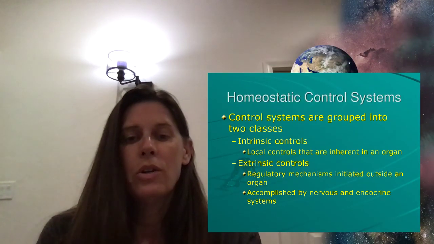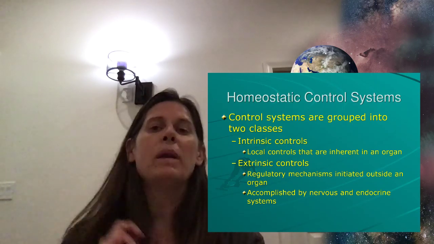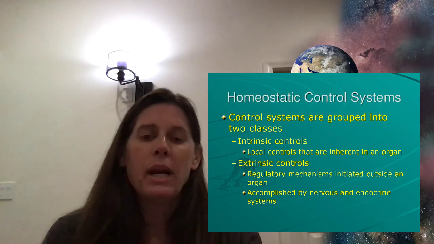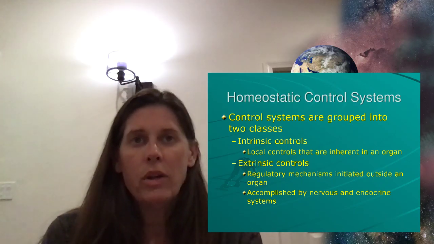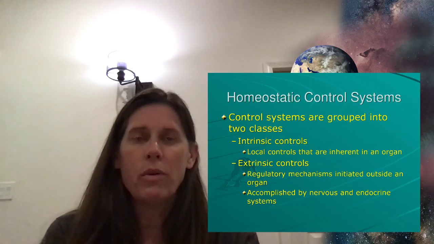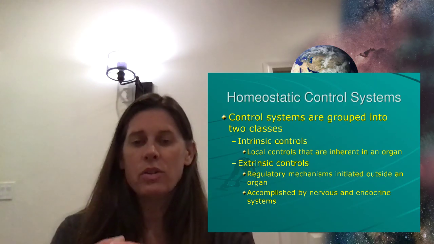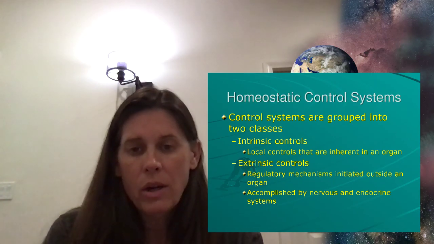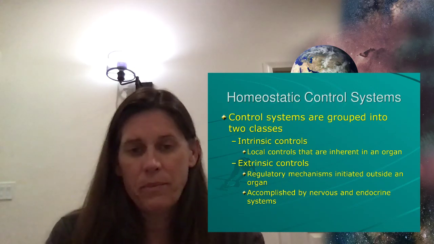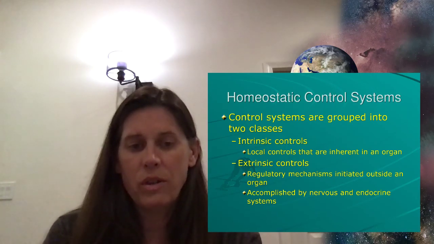Okay. So we're going to get into that. The last slide said it's maintained by negative feedback, so I'm going to get into more detail in just a minute. But I also want you to understand that when an organ system or an organ is starting to go out of homeostasis, it can either have a control system within the organ, or something can control the organ from outside. Okay, so this is the difference between intrinsic controls and extrinsic controls.